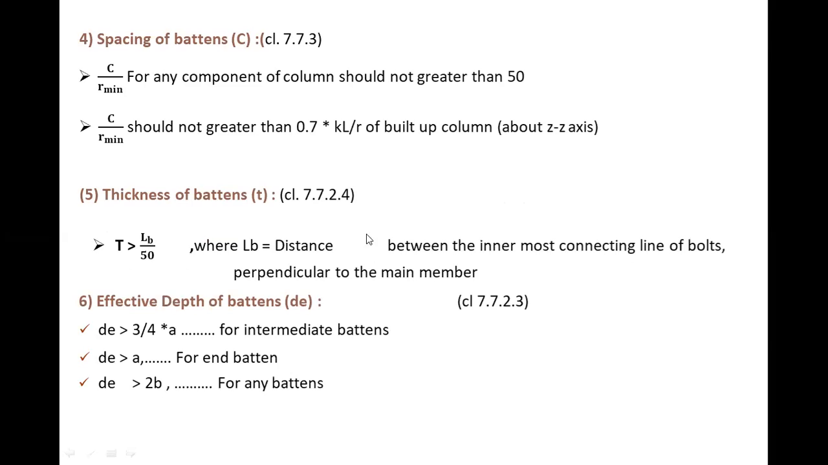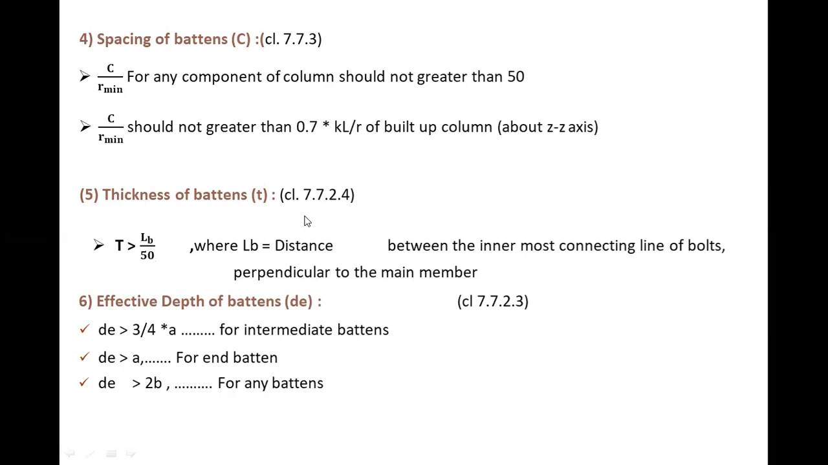The fifth criterion is the thickness of batten, represented as t and provided in clause number 7.7.2.4. In that case, t, the thickness of battens, should be greater than Lb divided by 50, where Lb is equal to the distance between the innermost connecting lines of bolts, perpendicular to the main members, right?